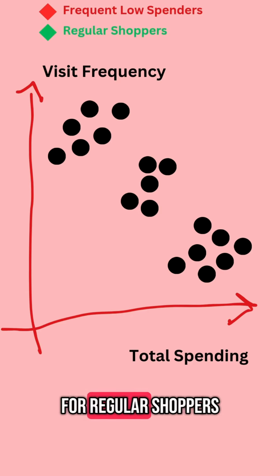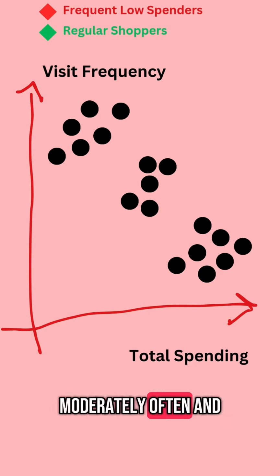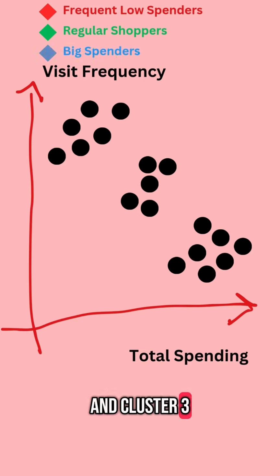Cluster 2 is for regular shoppers who come in moderately often and spend a decent amount. Think of weekly grocery shoppers, and we'll use green color for them. And cluster 3 comprises shoppers who don't visit often but when they do, they go all out. Blue is the color for them.